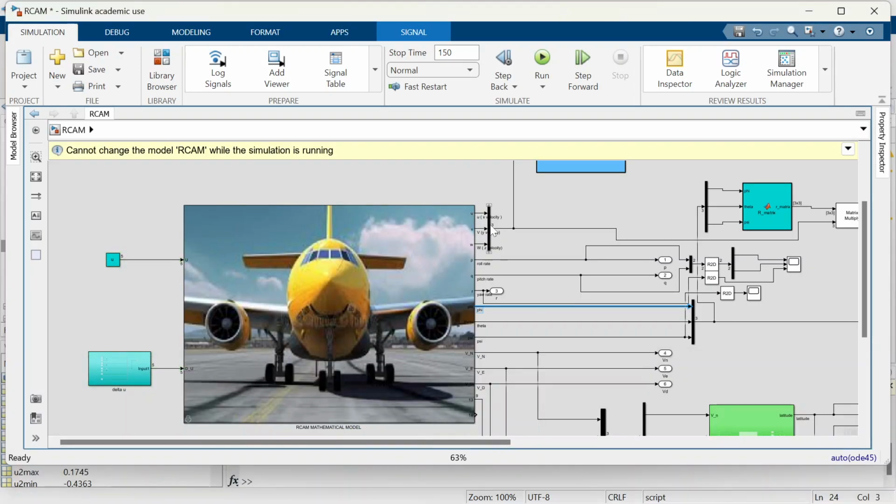So as I said, under X there are three velocities: velocity in the north direction, the east direction, and the third one is height. And there is roll rate, pitch rate, yaw rate, and phi, theta, psi. These are angles.